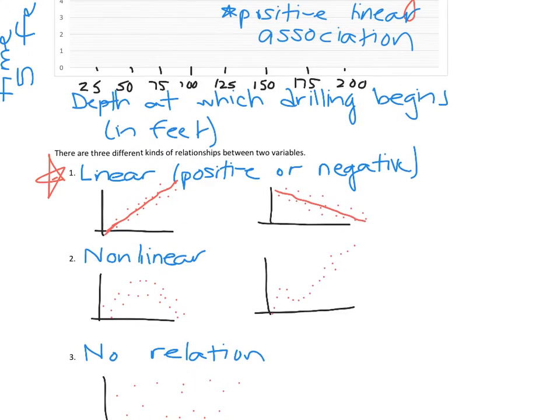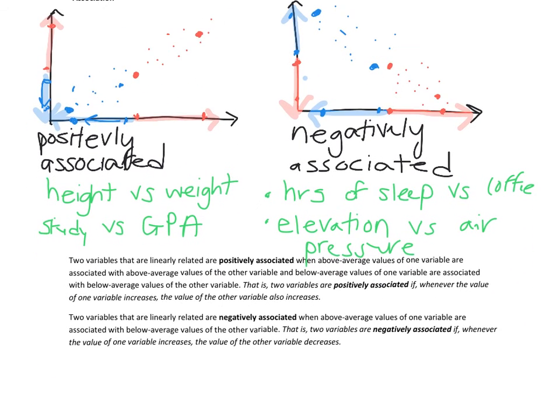Let's scroll on down back to our association. We have our technical definitions of positively and negatively associated. I didn't spell that right. Let's fix it. Positively. Sorry about that. They do it in terms of above and below average. So if we're positively associated, it says when above average values of one variable are associated with above average values of the other variable, and vice versa.